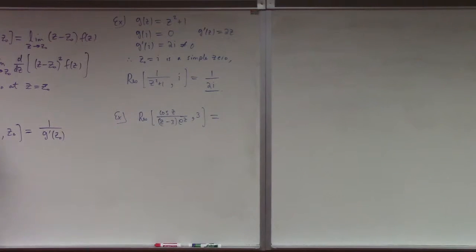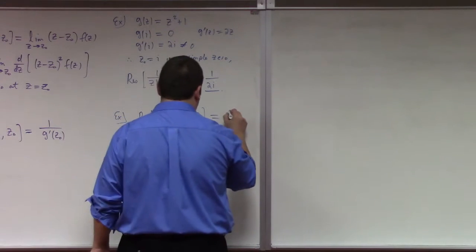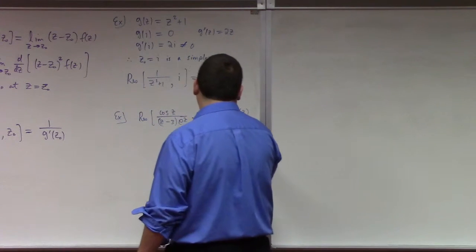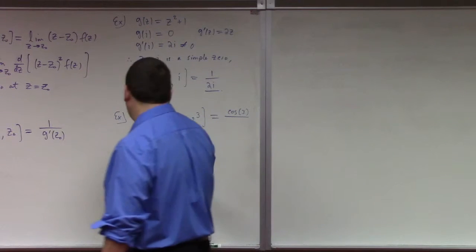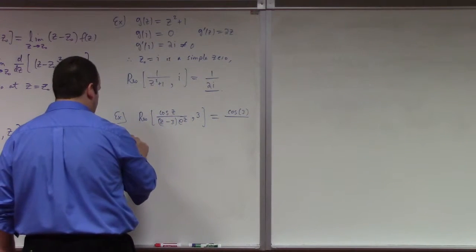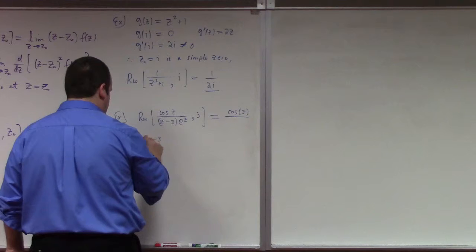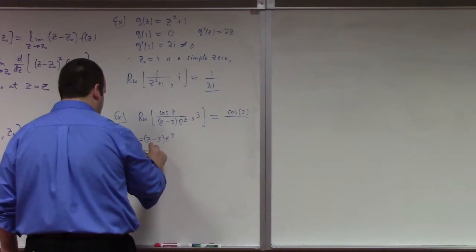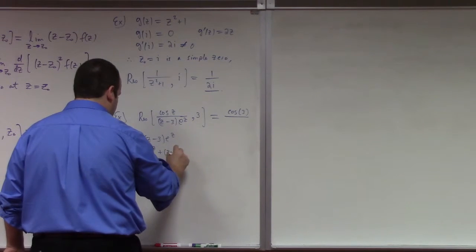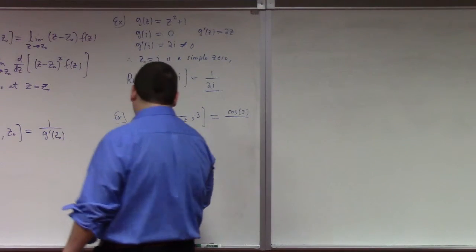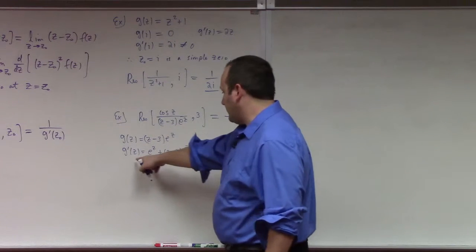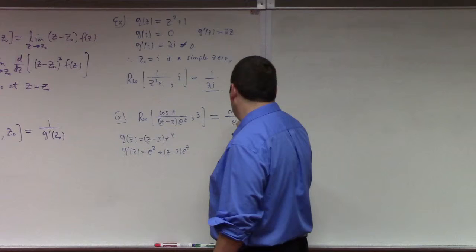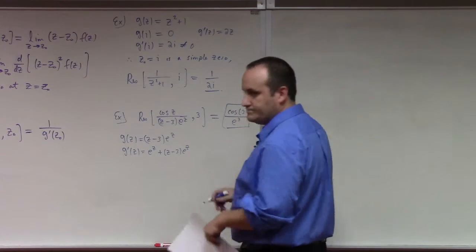Rule number 3 says you just plug in 3 into the numerator, and you divide by the derivative evaluated at 3. So g of z was (z minus 3) times e to the z. What's the derivative of that? g prime of z is e to the z plus (z minus 3) times e to the z, right? So if you plug in 3, that term vanishes and you just get e to the 3. There you go.